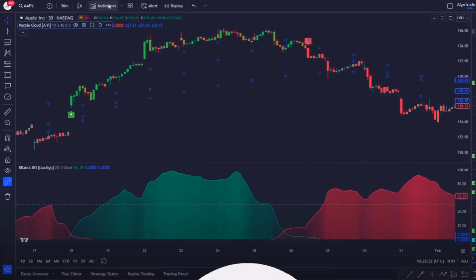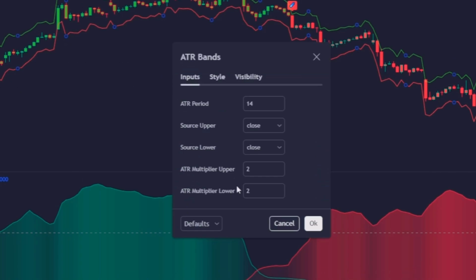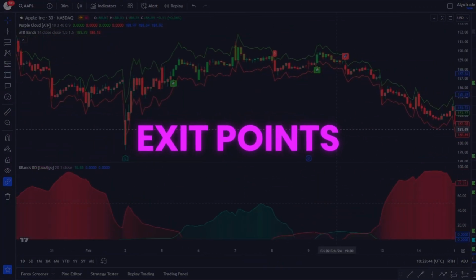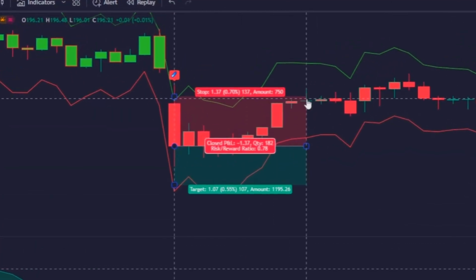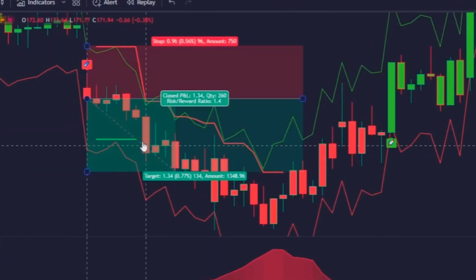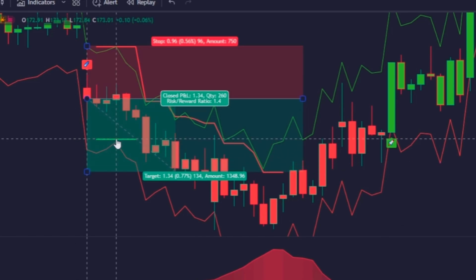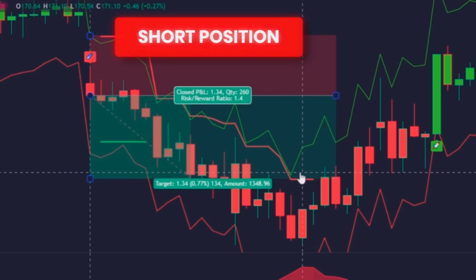Simple as that. Now, for the stop losses, we use again the ATR bands indicator in the same way as on the other two strategies, with a multiplier of 1.5. Regarding the exit points, there are also 3 different possibilities that can happen. The first one is, of course, if the stop loss is hit. The second one, regarding the take profit, happens in the exact same way as in the crypto strategy, with the first take profit level and then a trailing stop. Here we've got an example of a long position, and here we've got an example of a short position.